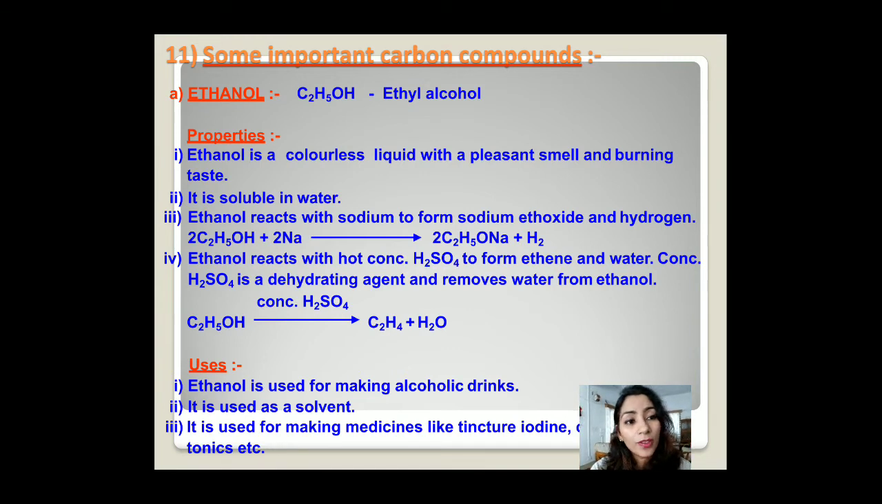What are all the uses of this ethanol? Ethanol is used for making alcoholic drinks. It is used as a solvent because it is soluble in water also. Some reactions we perform in ethanol. It is used for making medicines like tincture of iodine. You have studied this in class 9th also.